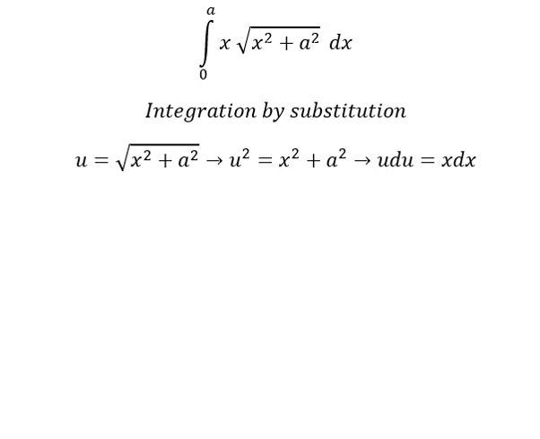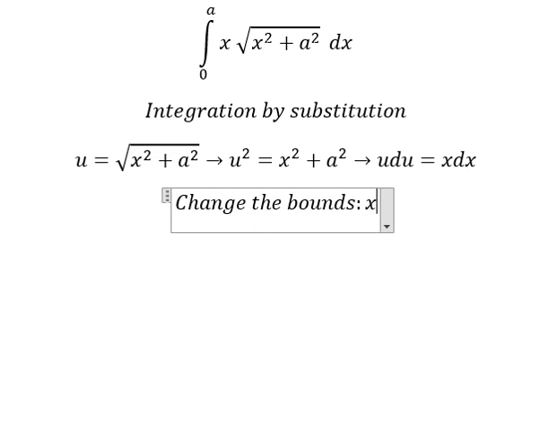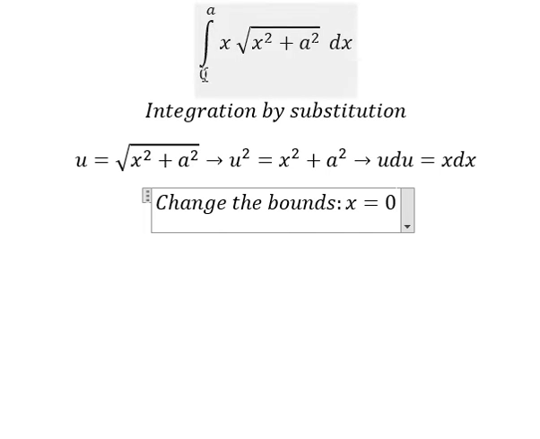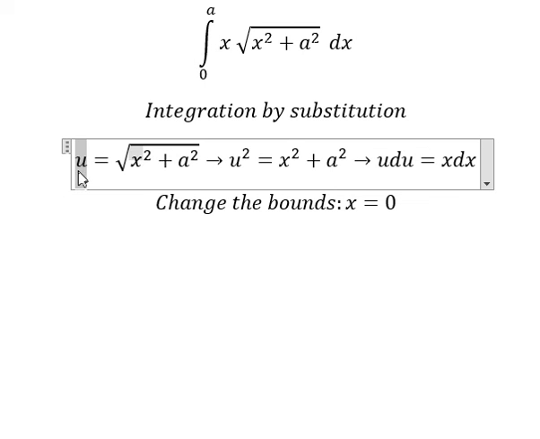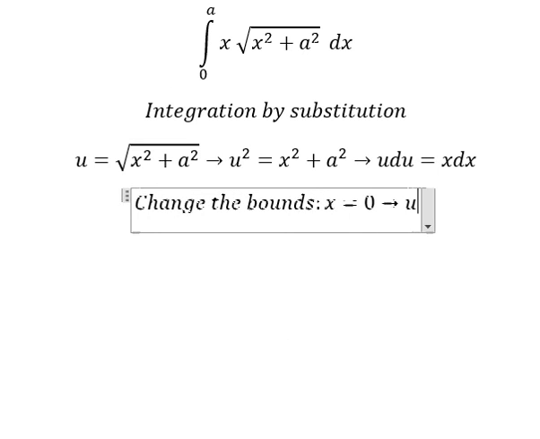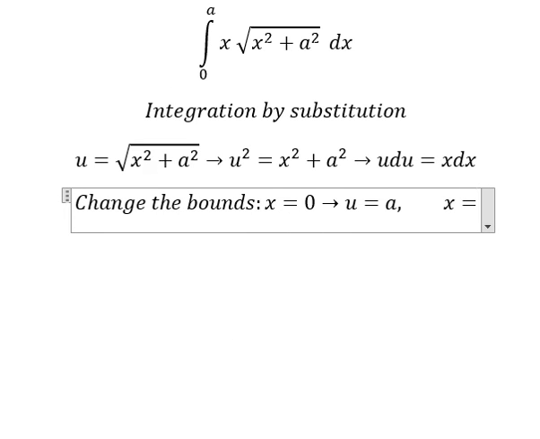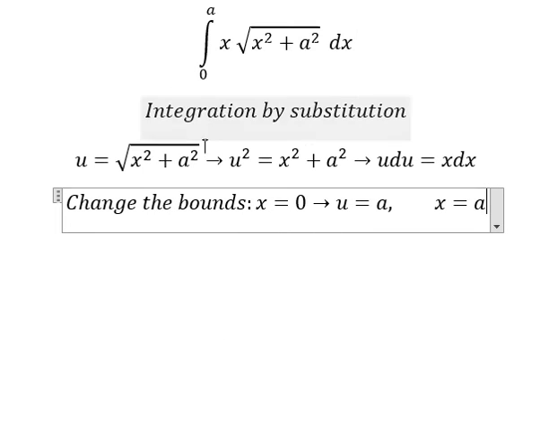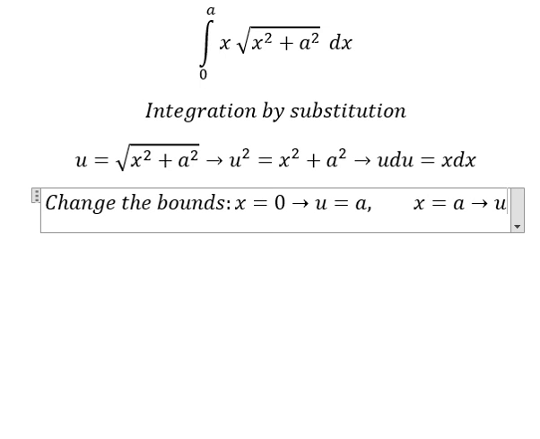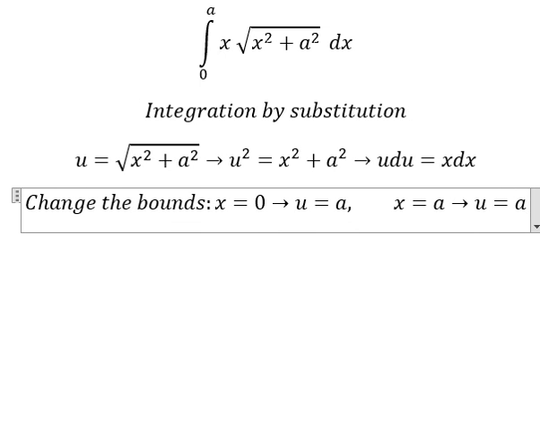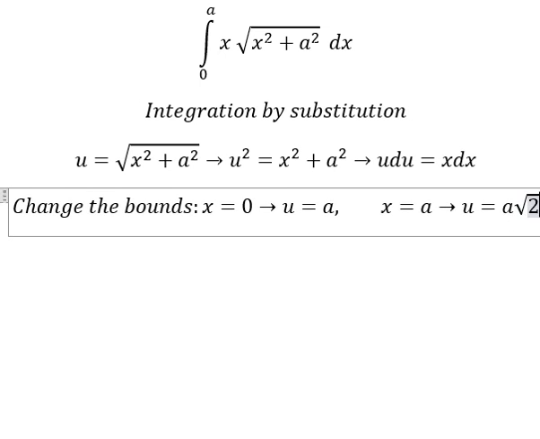Next, we need to change the bounds. When x equals to number 0, we put number 0 in here to find the value of u. So the square root of a square, you get 8. When x equals to 8, we put 8 in here. And we have u equals to 8 with the square root of number 2.